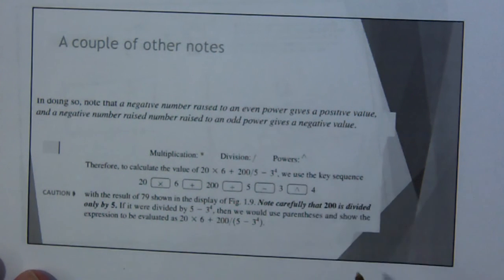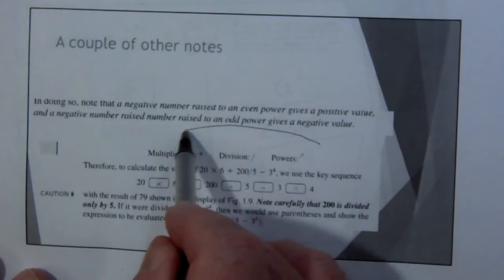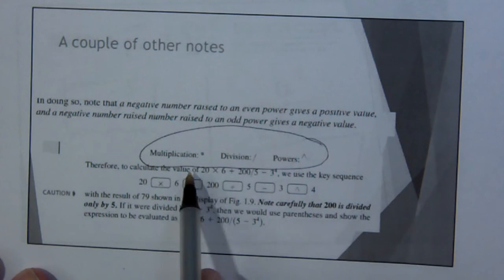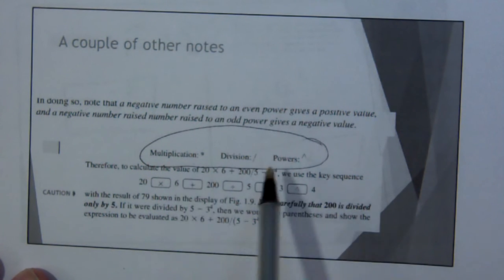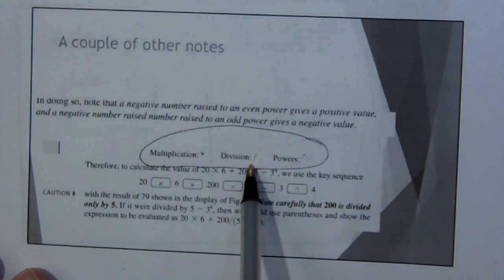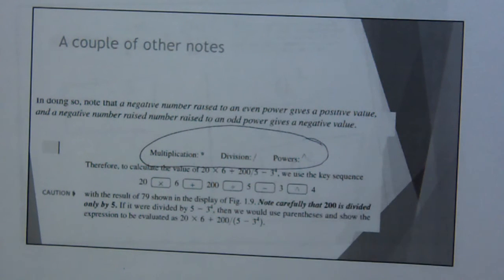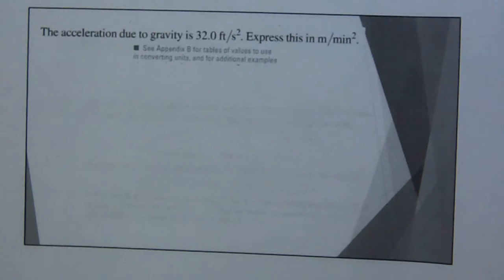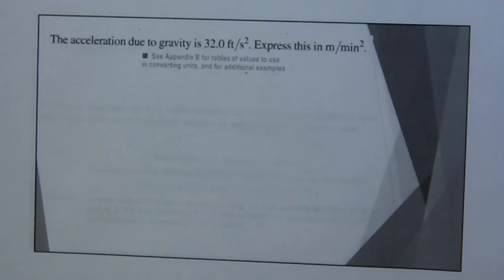Now, if we're doing calculations in Excel, multiplication is represented with a star, division is represented with a slash, and powers are represented by a caret. And we're going to do our final example in Excel and it's unit conversion. And so here's what we have. The acceleration due to gravity is 32.0, that's a measured quantity, feet per second squared.